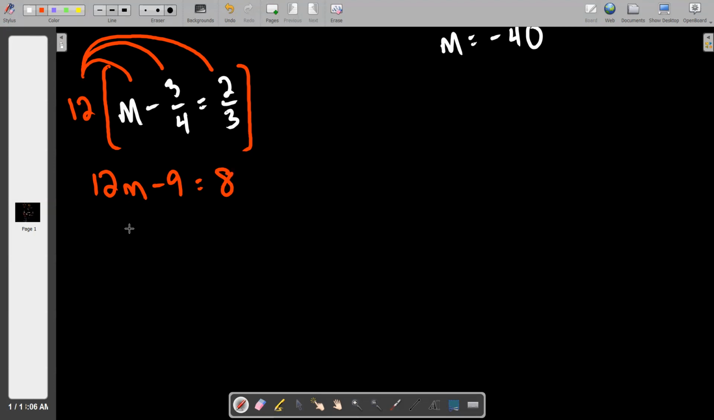And then from here, you would add 9 to both sides. And then you would divide by 12, and you'd get m equals 17 over 12. Like, I feel like that's light work for you guys. I don't think that's nothing, right?